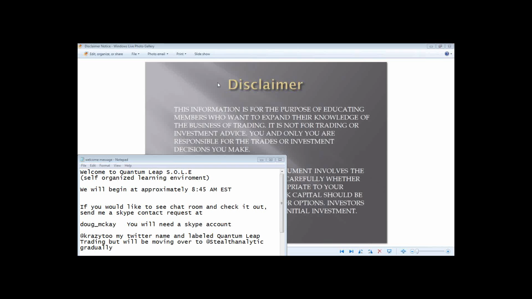Good morning, everyone, and welcome to the Quantum Leap morning homework session and trade plan set up for Wednesday, February the 9th, 2014. If you're visiting us from Twitter or watching this video on YouTube, we are Quantum Leap. We're a self-organized learning environment. We come together each morning to do morning homework session and set up our trade levels for the ES and our targets for the day.